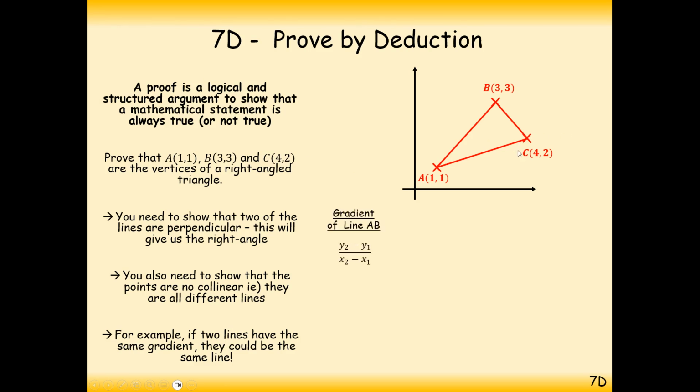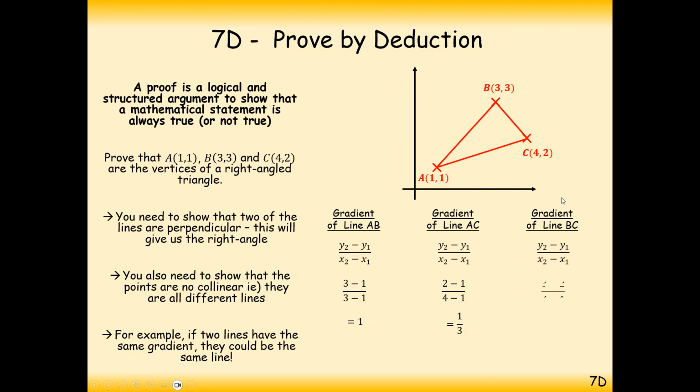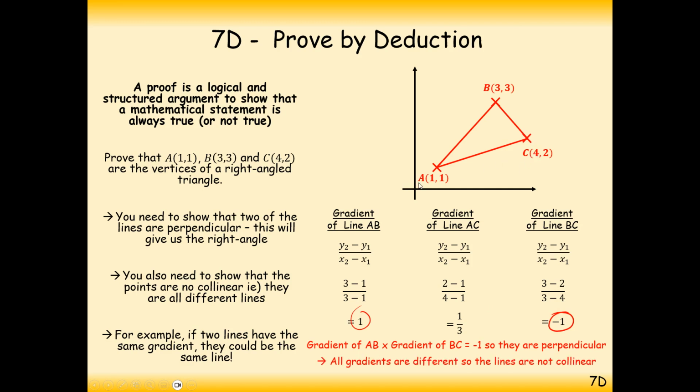You can say gradient of A to B, figure that out, and it would be 1. We're just using those values there. Gradient of A to C, we're going to use it and find this 1/3. So far we don't have any perpendicular gradients. The product of these two is not -1. So we figure out the gradient of B to C and it's -1. Voila. Because the product of the gradient of A to B and this one is -1, we have two sides of the triangle that are perpendicular, therefore it has to be a right angle triangle.